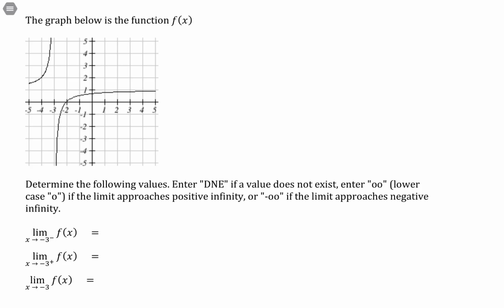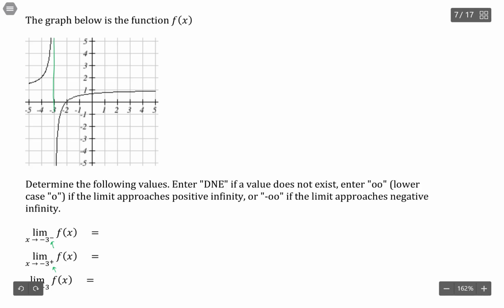The graph below is the function f of x. Find the limit as x approaches -3 from the left, from the right, and make a determination about the limit itself at -3. So this notation here with the negative and the positive just means you're approaching from the left if the superscripted value is negative, and you're approaching from the right if it's a positive.